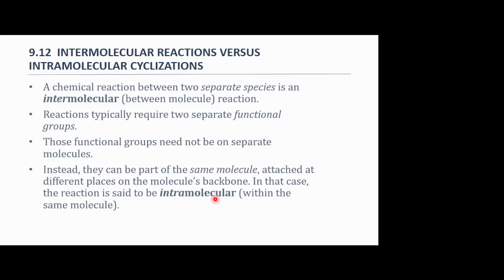Now, the chemical reaction between two separate species is going to be an intermolecular reaction. And so again, inter, like interstate, right? Internet. Between molecules. Reactions typically require two separate functional groups. This is kind of a grab bag of things I'm going to be going through that I'm trying to finish off the chapter. And so typically they're going to require two separate functional groups. These functional groups need to be on separate molecules usually. However, instead, they can be on part of the same molecule.